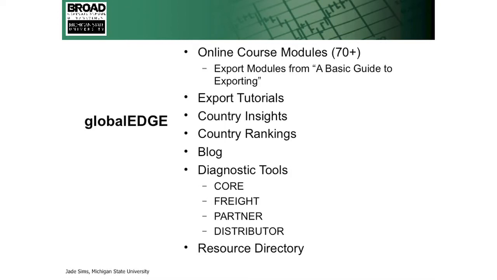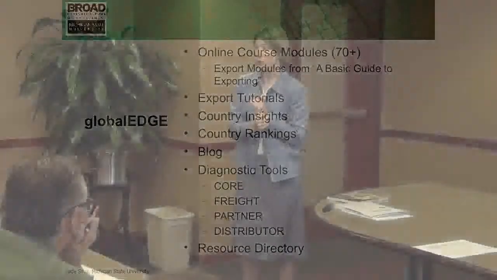I mentioned the diagnostic tools a moment ago. We've got the export tutorials, the export FAQ that I think I mentioned previously. And then we've got lots of information, data, and resources by country, over 200 countries, for all 50 states, 20 different industry sectors, and 11 regional trading blocks. And that's what we'll look at.